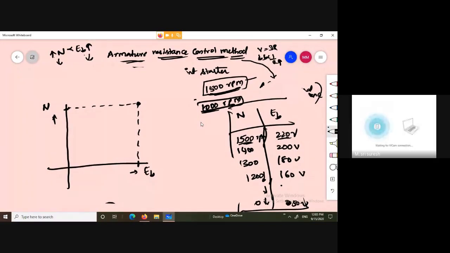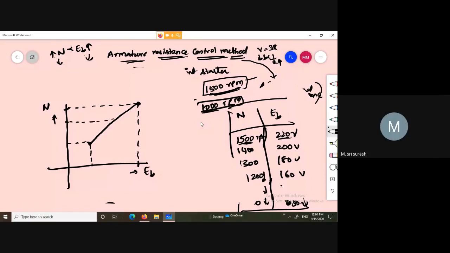Now, by varying this armature resistance, suppose the armature resistance is decreased. If the armature resistance is decreased, what happens to EB? EB value will also decrease. Correspondingly, speed will also decrease like this. If EB value is 0, what happens to speed? Speed value will also be 0. But we should not make the speed value 0. That is not the criteria. We will decrease the speed value to the rated speed value. So this is the below rated speed value, and this is the rated speed value.